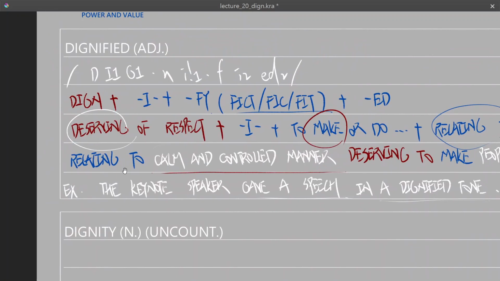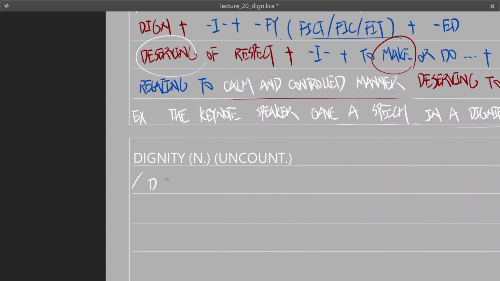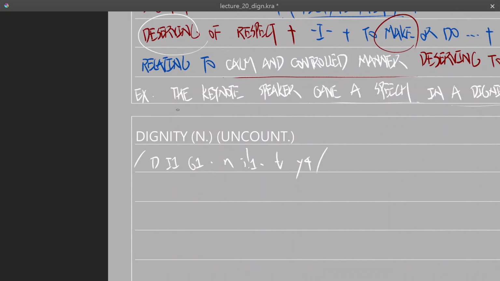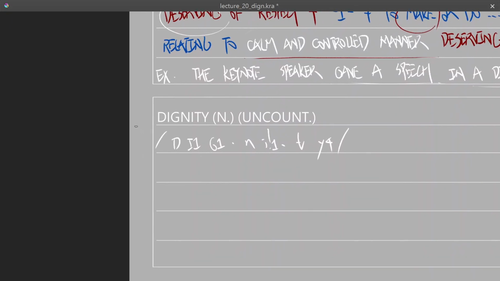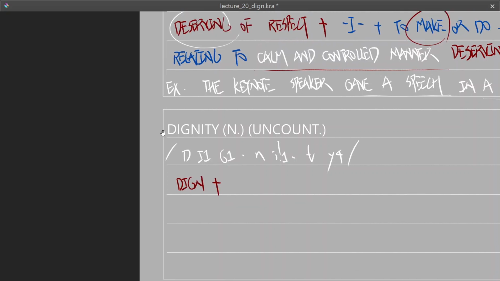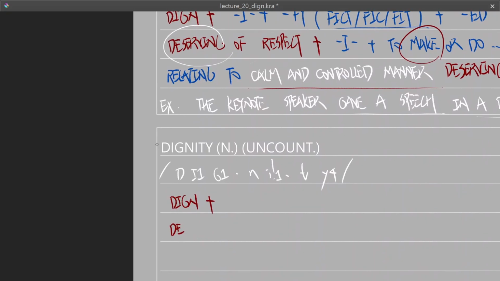Alright, so the next word is dignity. Dignity. The fourth sound for the letter E is the long E. Dignity. And we have the root dign, meaning deserving of respect.